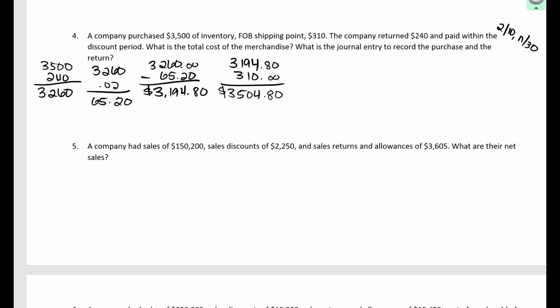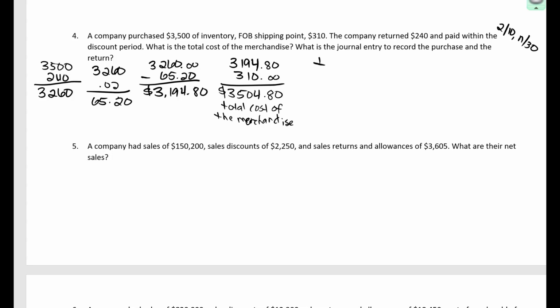Okay, the total cost of the merchandise is going to be this amount. This is the total cost of the merchandise. Remember that what they do is they update the inventory anytime that you get to take the discount. So we took the discount here, so we have to update inventory. Then shipping is also added onto the cost of the inventory.